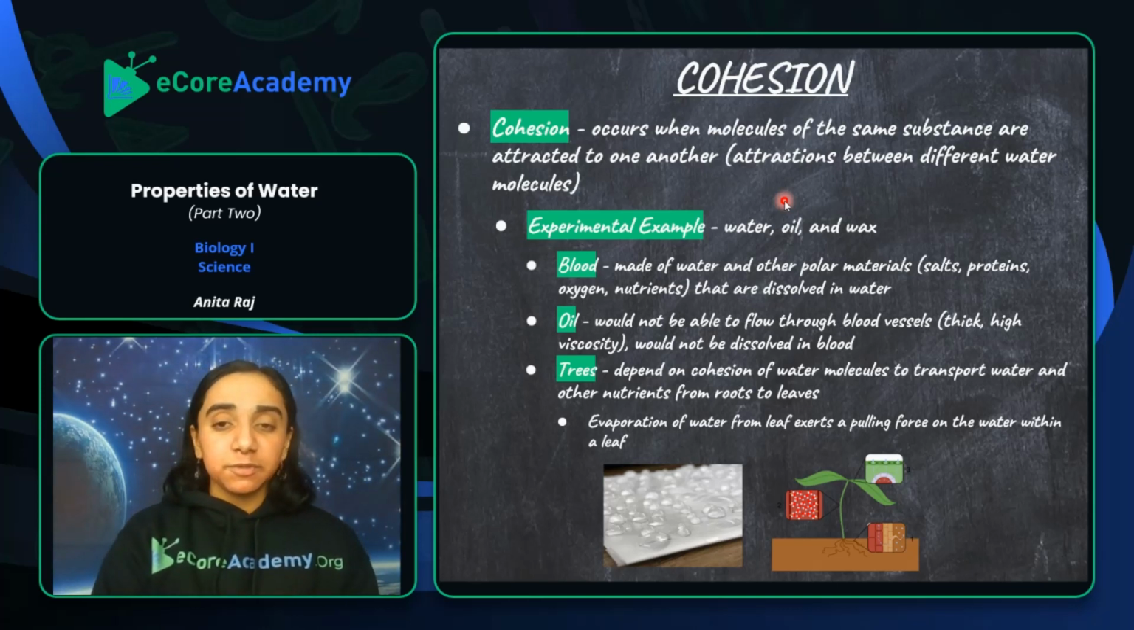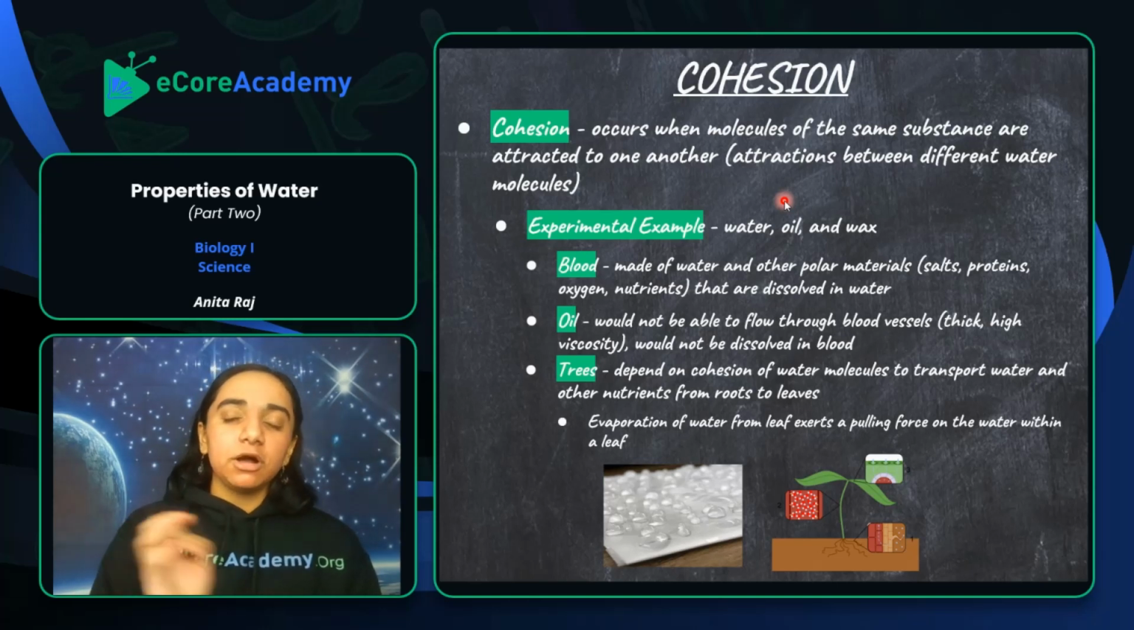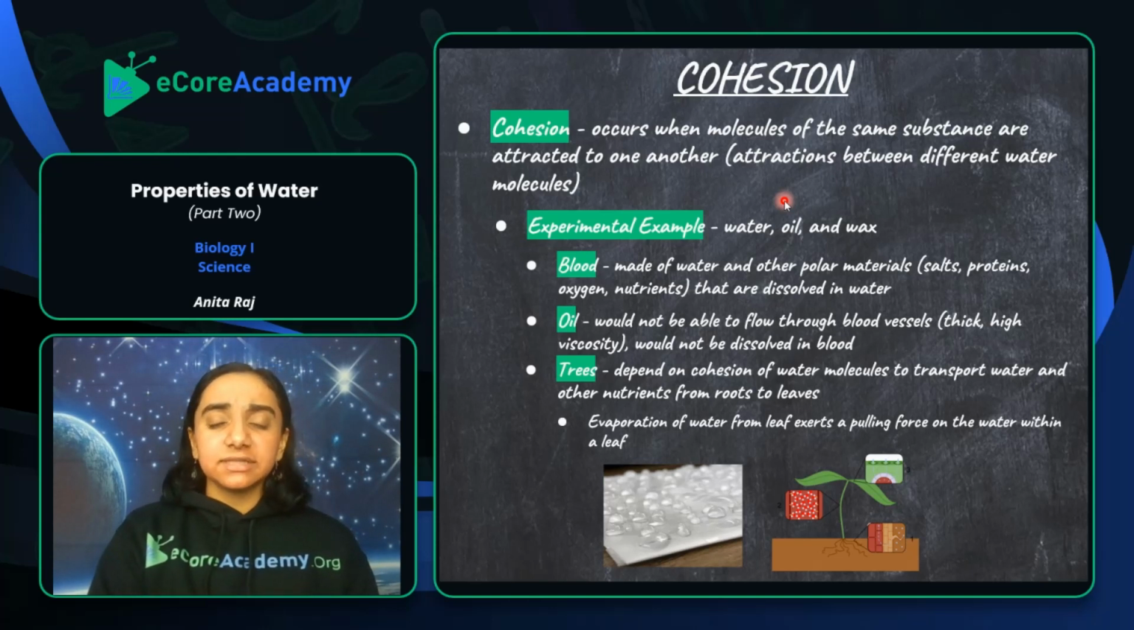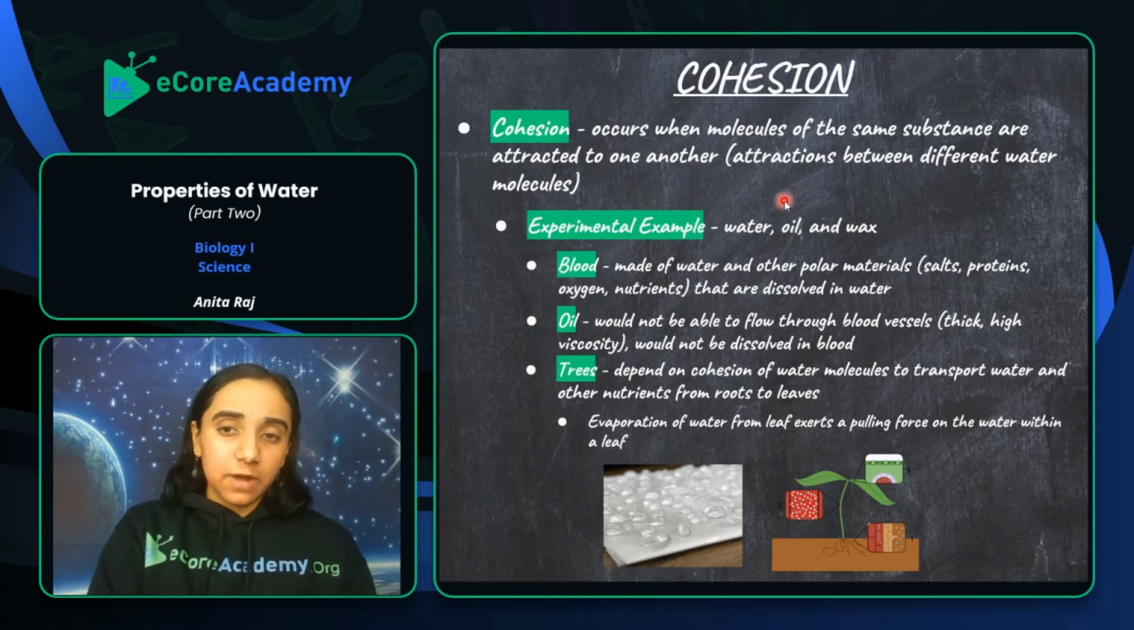So here's an experimental example that I did in class. Our teacher gave us wax paper, and we were supposed to put water droplets on it, and also oil droplets. If you remember from the last video, oftentimes fats, lipids, things like that, are nonpolar. So the wax paper was nonpolar. The oil droplets were also nonpolar. So like dissolves like, is attracted to like. So what happened was the oil got dissolved in the wax paper.